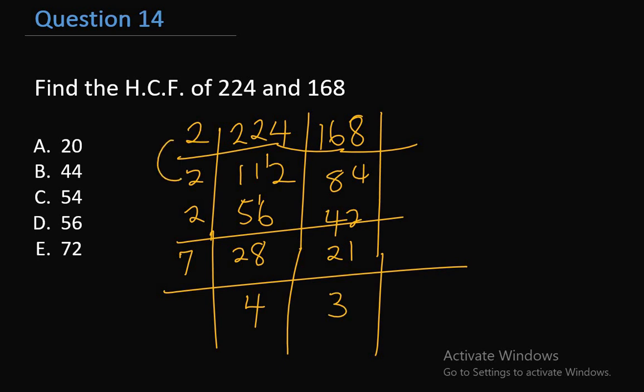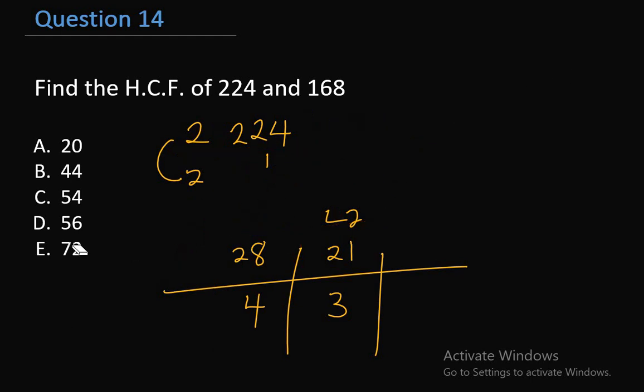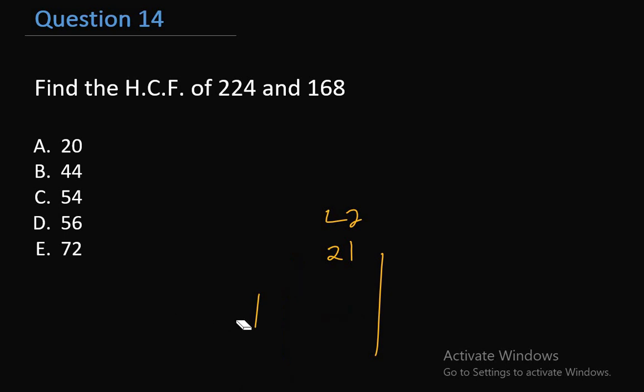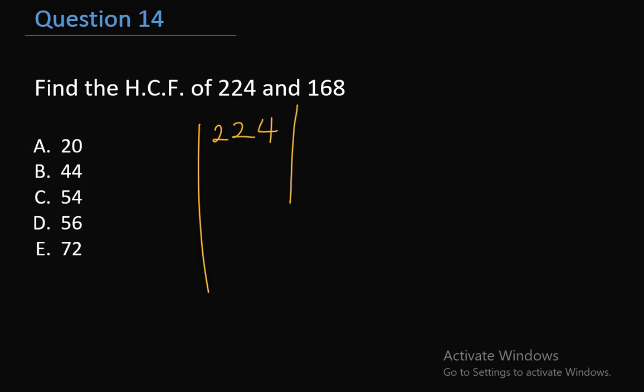2 times 2, 4. Sorry, I was actually doing LCM. I thought I saw LCM. Sorry, I was carried away. So I'm going to take this again. The question says find the HCF, not LCM. Sorry about that. So from the beginning, we have 224 and we have 168.